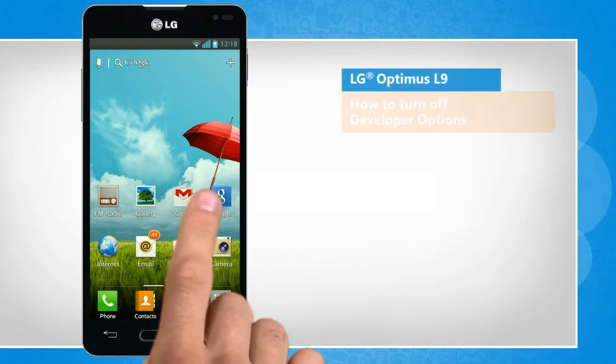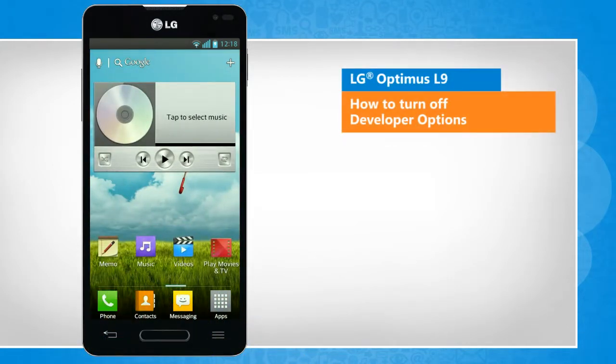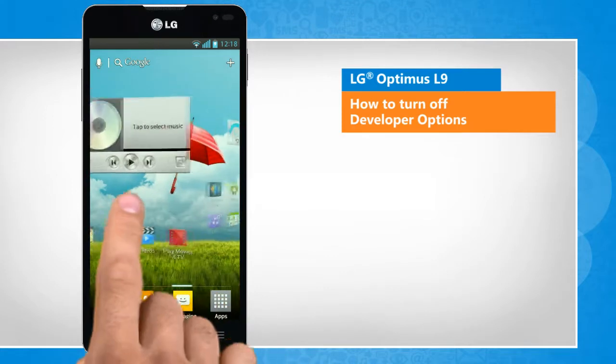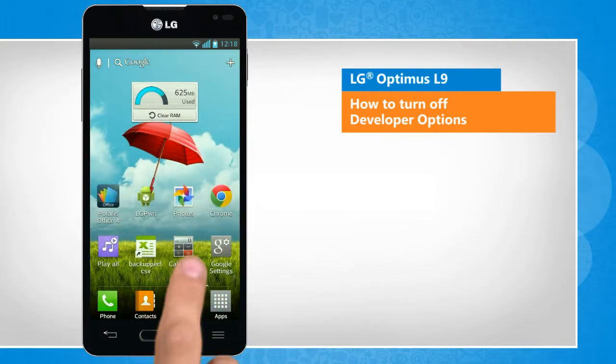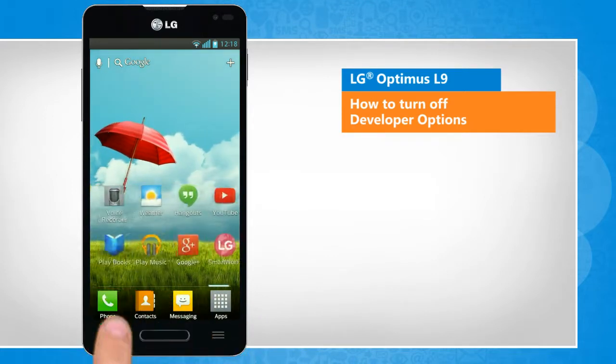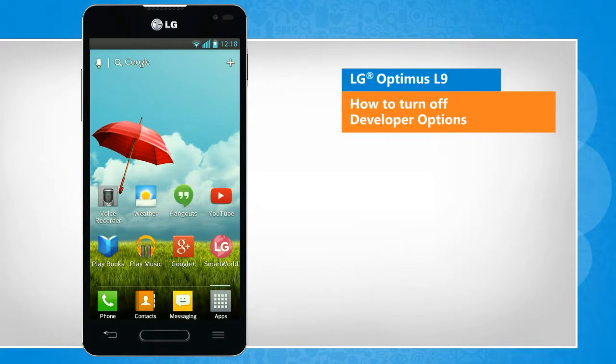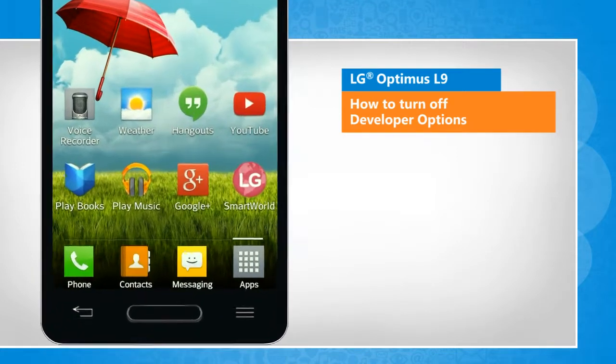Hi friends! The developer options menu in your LG Optimus L9 phone is a hidden menu that offers a variety of advanced options. These options are intended for developers. If you wish to turn off these options on your LG phone, then here's how you can do so.